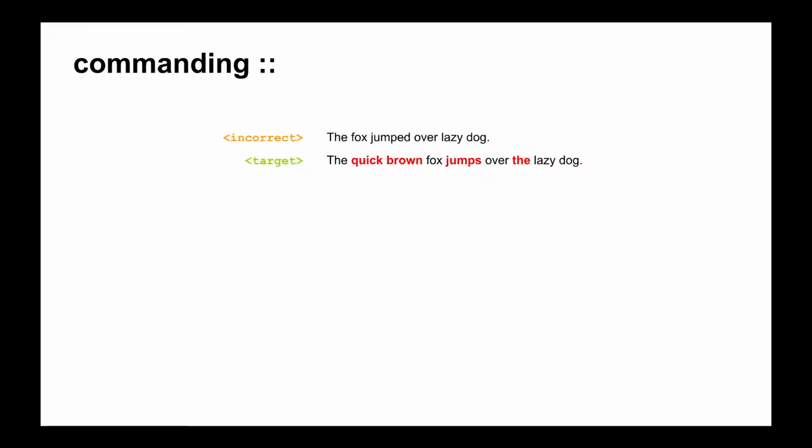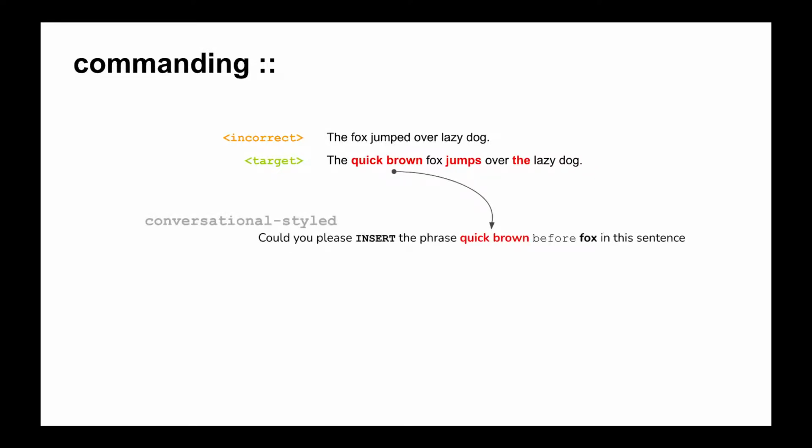Let's see an example. Say the user wants to insert quick brown before fox in the incorrect sentence. They did it either using conversational styled commands like could you please insert quick brown before fox in the sentence, or simply by using a canonical form like insert quick brown before fox.